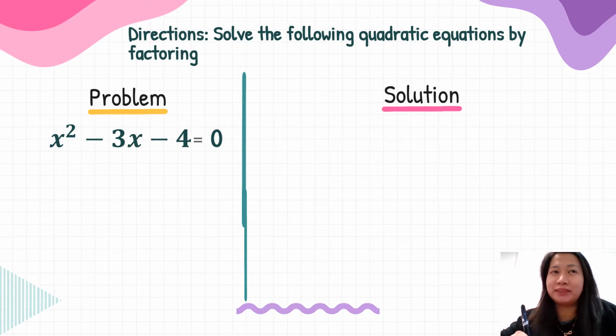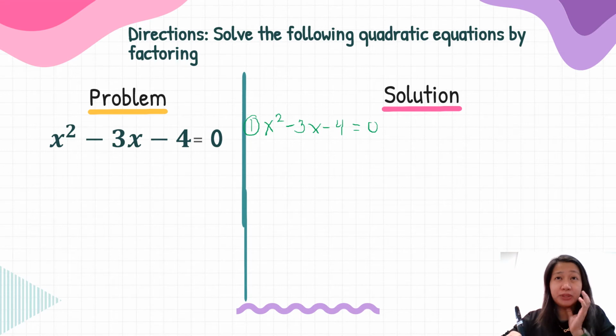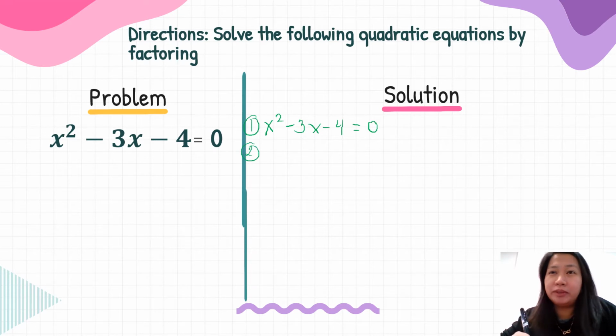Let's apply those steps. So the first example is x squared minus 3x minus 4 is equal to 0. So the first thing we will do is, sabi nga po sa step, we will write it in standard form. Is sample number 1 already in standard form? Yes, it is. So, ikakopy lang po natin siya as is since nasa standard form na po siya. That's the step number 1. Always be in standard form ha. Okay, and step number 2.